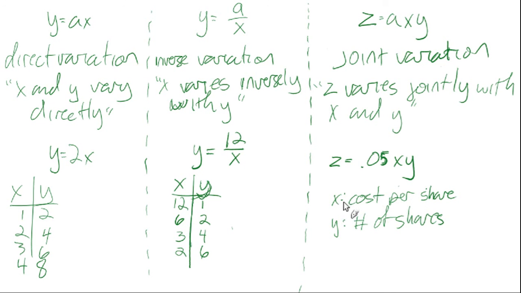Now, it could be a pretty low cost per share but a high number of shares, and that could cause their pay to go up, or it could be a really high cost per share and not as many shares, and that would cause their profit to go up. So this idea of joint variation has real world applications. It does happen. We're not going to spend a whole lot of time on it, but it is worth mentioning, and we'll do some more specific stuff in the sample problems.